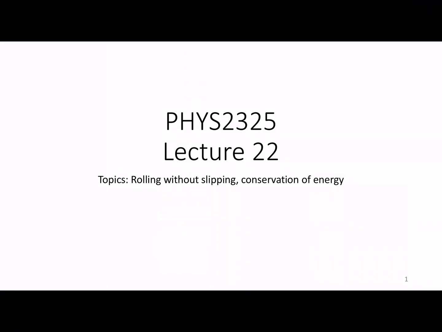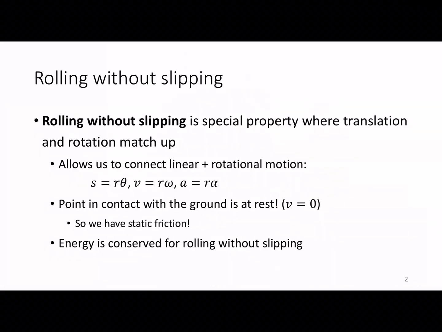So today we're going to pick up where we left off on rolling without slipping, and today's going to be all about conservation of energy in rotational motion. As a quick reminder, where we left off in the last lecture was rolling without slipping. In general, an object can move, translate, and rotate at the same time. This term, rolling without slipping, is the very special property where translation and rotation match up to one another.